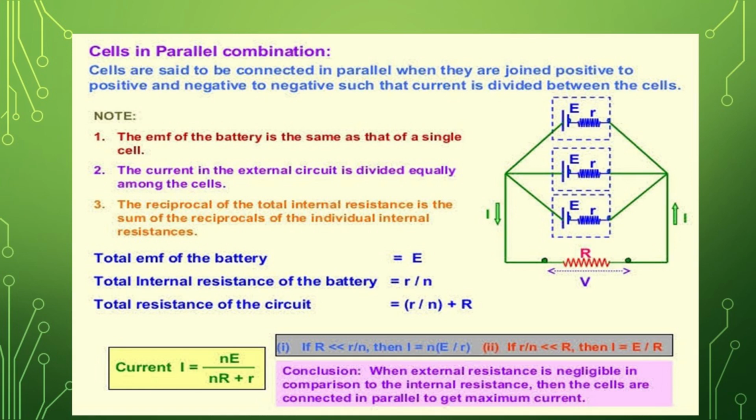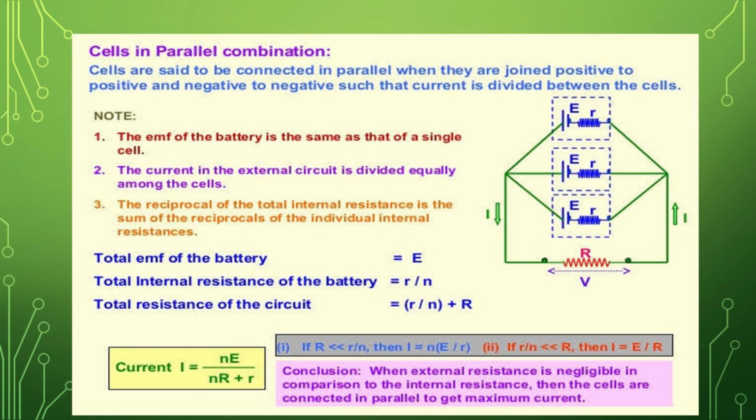The reciprocal of the total internal resistance is the sum of the reciprocals of the individual internal resistances. Therefore, total internal resistance of the battery is equal to small r by n. Total resistance of the circuit is equal to small r by n plus capital R. Therefore, current I is equal to nE by nR plus small r.